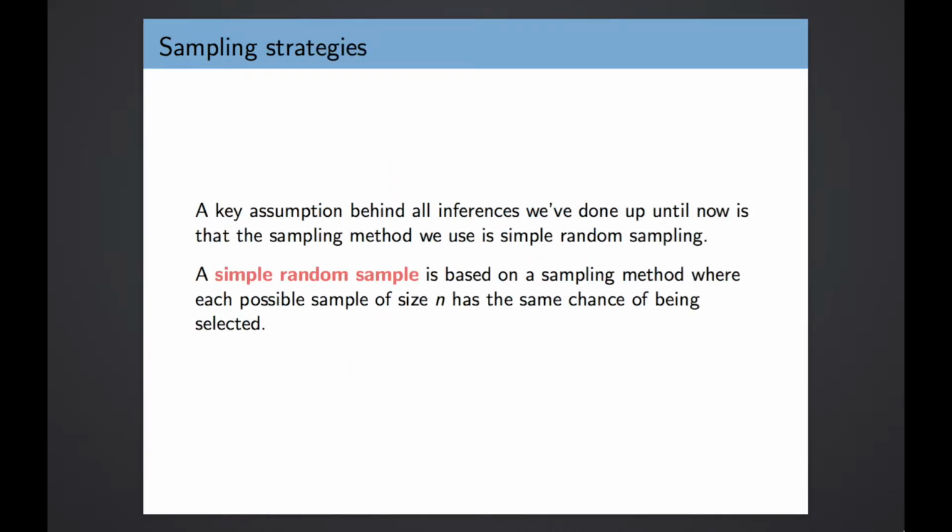Up to this point in the class, we've been making the assumption that the samples that we take from a population are simple random samples. In this lecture, we're going to be talking about other ways that we might take a sample. As a reminder, a simple random sample is based on this method where any possible sample of a particular size has the same chance of being selected, or equivalently, that any member of the population has an equal probability of being selected to be in the sample. We're going to be talking about non-random samples in the next part of the lecture, and after that we're going to talk about a couple of different ways that we can take random samples other than simple random samples.